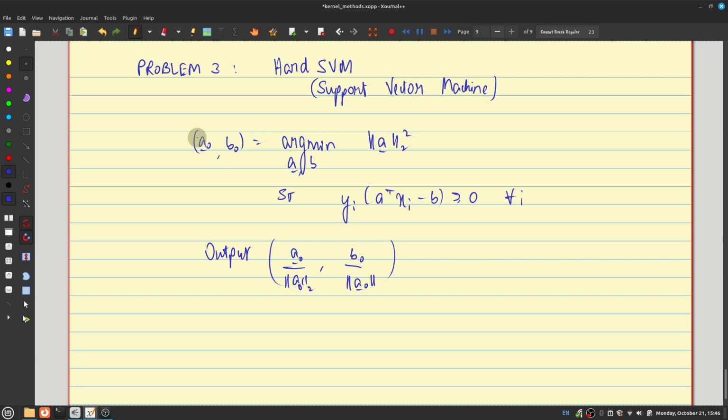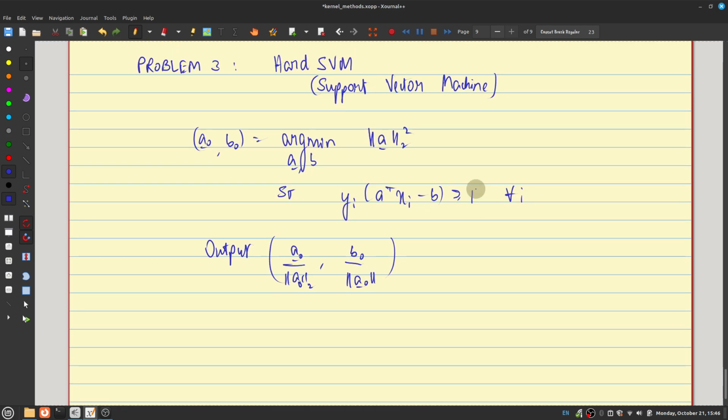Oh, correct, I'm sorry, I made a mistake. It should be greater than or equal to 1. Thanks for pointing it out. I'm going to set this to be greater than or equal to 1, not greater than or equal to 0. Now (0, 0) will not be a solution. My claim is that problem 2 and problem 1 are the same as hard SVM.